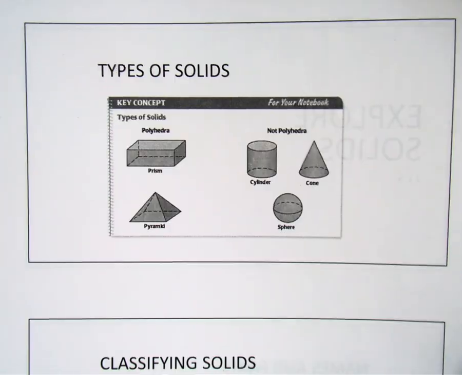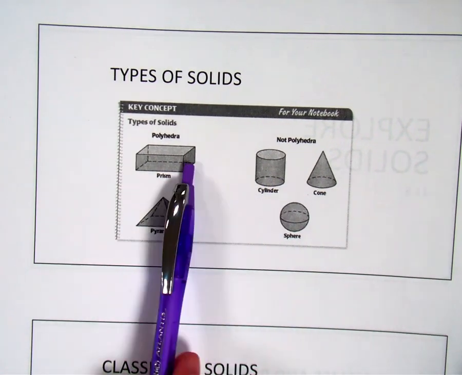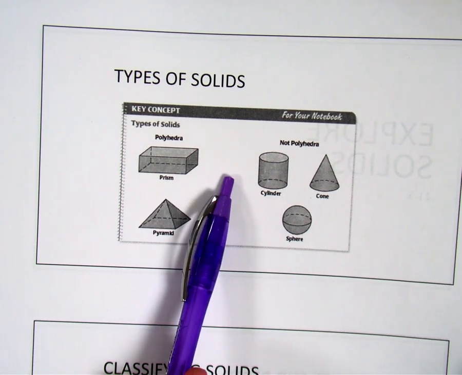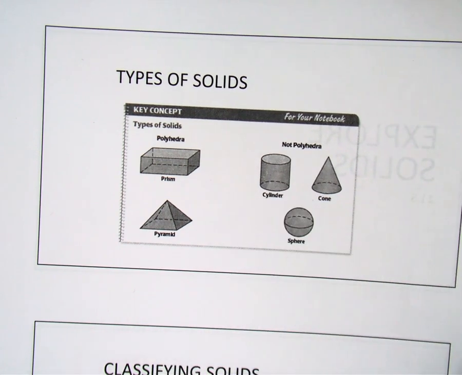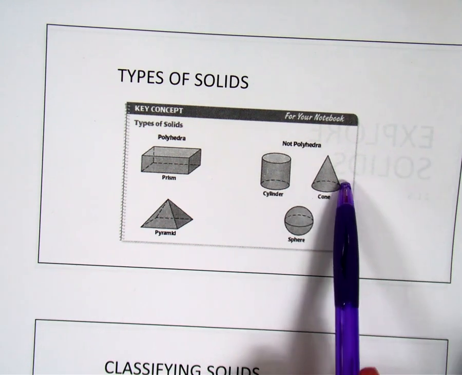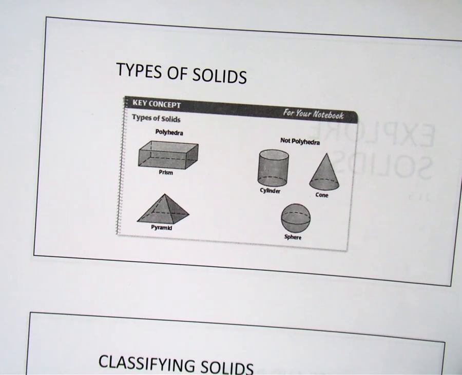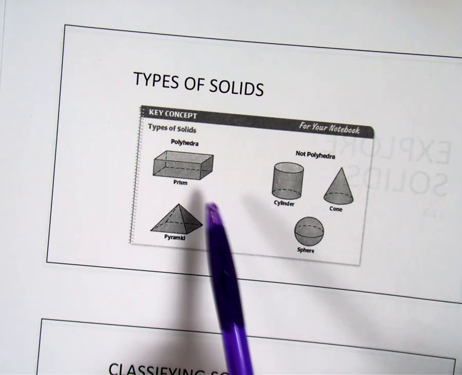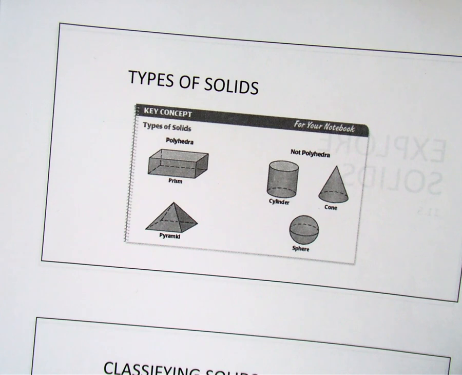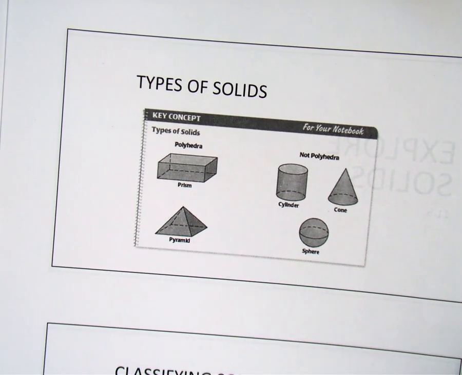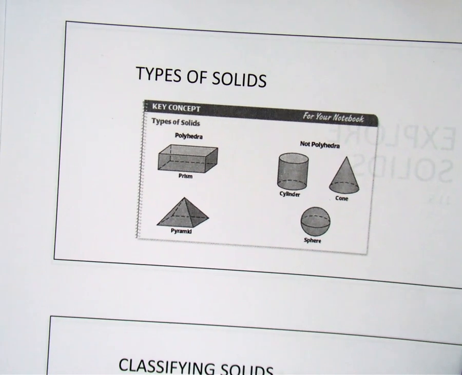Types of solids. We have polyhedra, things that are bound by polygons, and things that are not. Notice the round ones are not polyhedra because they're not bound by different polygons. They're not made up of polygons on each side. Polygons are multiple-sided figures. Technically, these round ones don't have any sides. But over here with the prism, the rectangular solid, or the pyramid, those are going to have a bunch of clearly defined sides. We don't have any rounded edges. So those are going to be polyhedra.